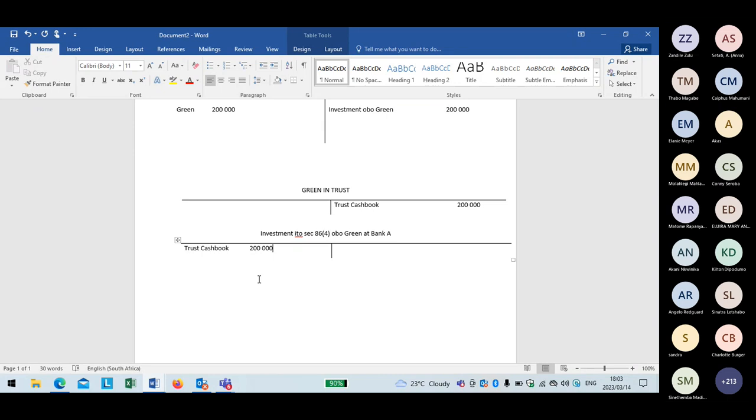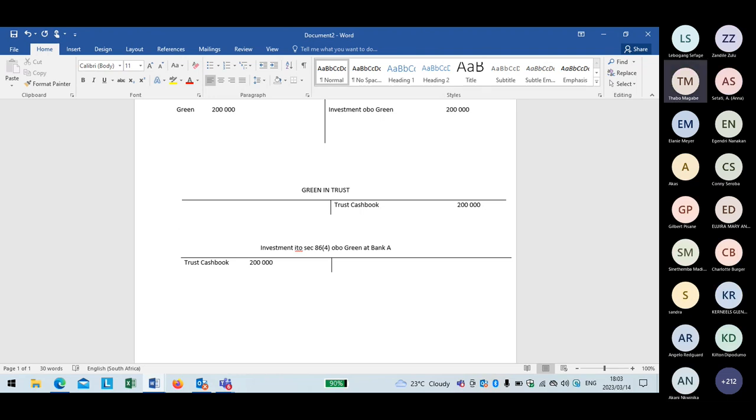Is it making sense? Yes, it is. Can you please repeat that, Prof? All right. I'm saying if you take out clients' money, let's say you are paying a disbursement or you are buying something or paying something on behalf of your client, after crediting the trust cash book, you will also debit your client. The only time you will not debit the client in trust after using their money is when you are investing.